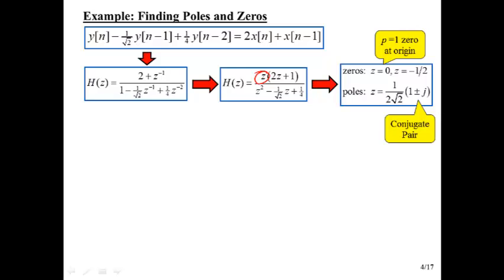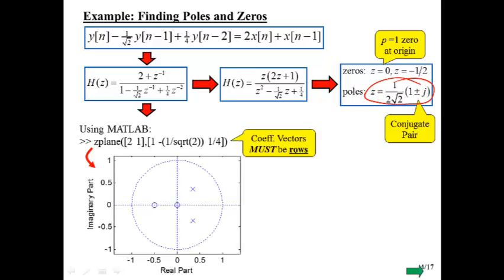So now in that case we can take a look at this. This z term out in front is going to give us a 0 at the origin. This is going to give us a 0 at minus 1/2. And then if we find the roots of this quadratic polynomial, so you should know how to use the quadratic formula to determine those, we find that we get a pair of complex poles for that. And notice that the poles always show up as a conjugate pair. That will always happen.